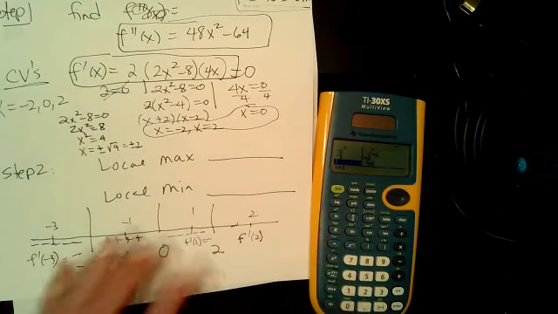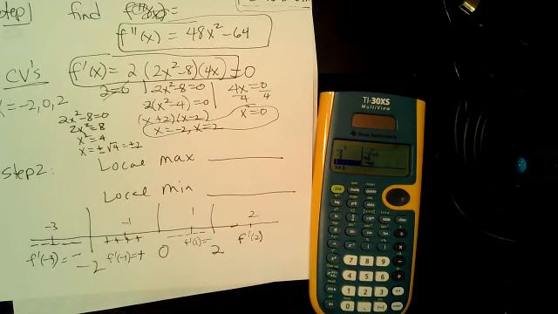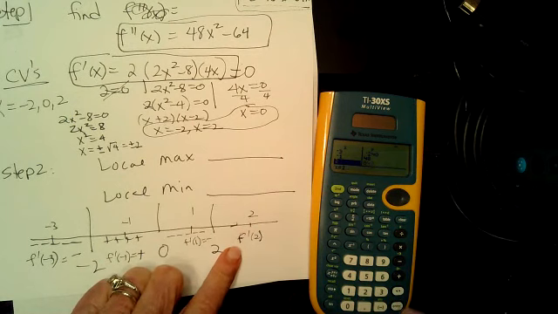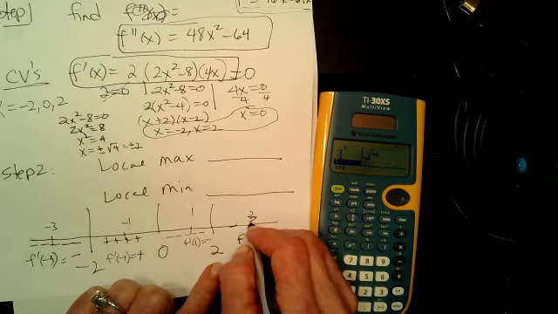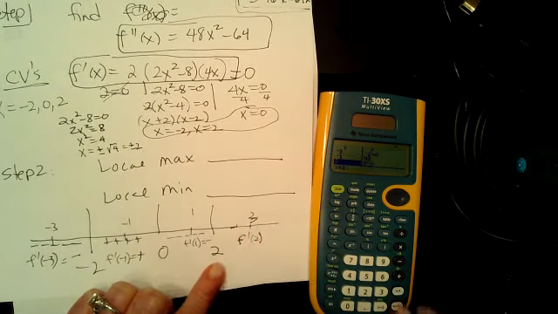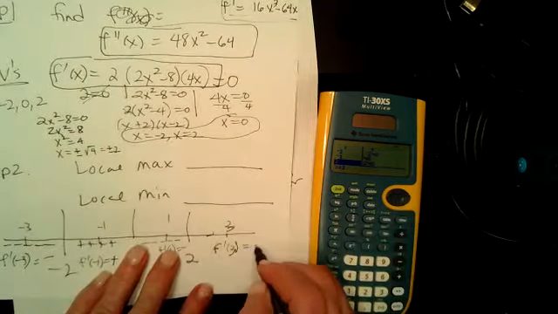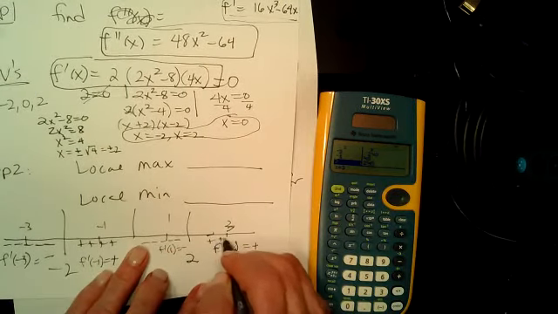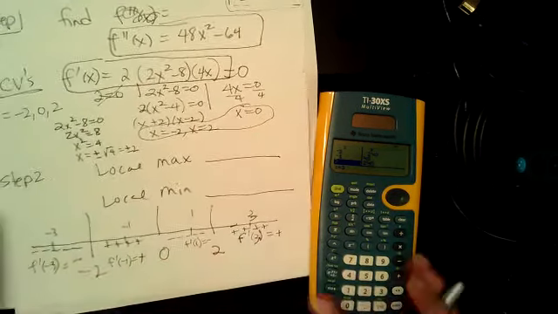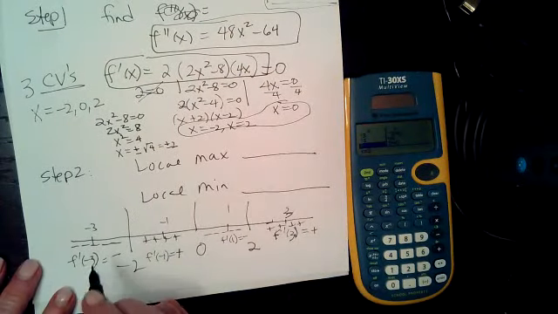Remember, I plug my test numbers for local max and local min into my first derivative. Whoops. I couldn't pick 2. 0, that's a critical value. I have to pick 3. So F prime of 3 should be positive. So this gets positive. So now I have my positives and my negatives, and I know if my derivative is negative, my function's going down.